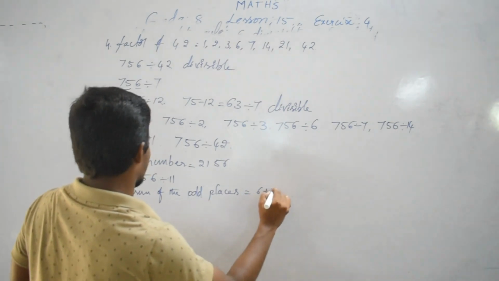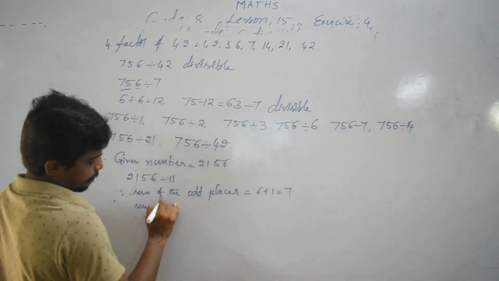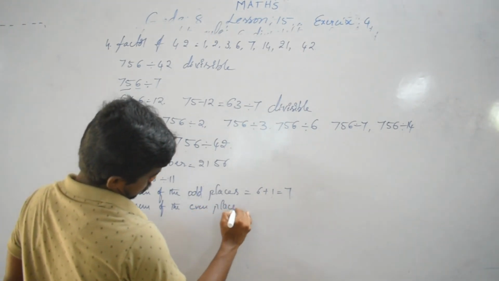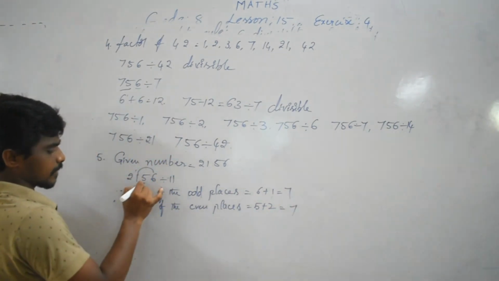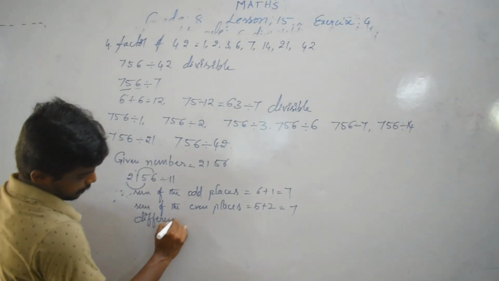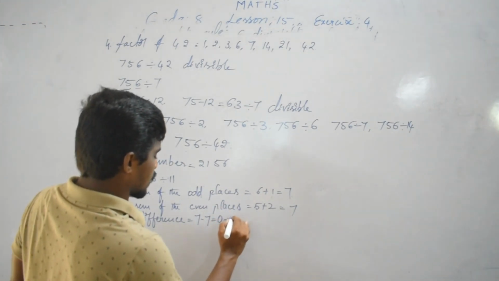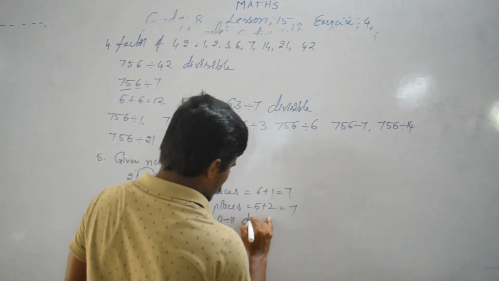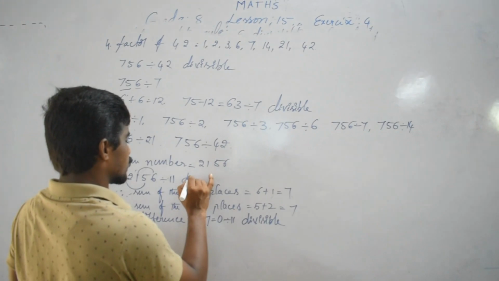So 6 plus 1, 7. Sum of the even places: 5 plus 2, 7. So 6 plus 1, 5 plus 2. These are the difference. 7 minus 7, 0. This 0 is divided by 11. So divisible or not divisible? Divisible. So this number is also divisible.